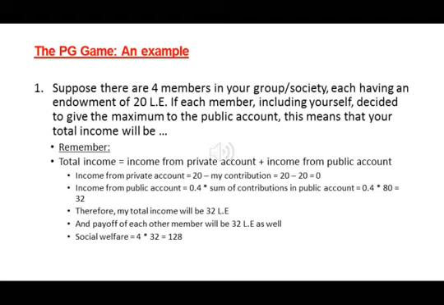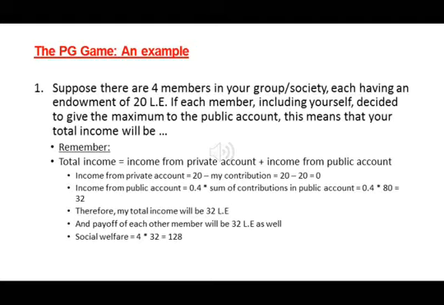What about the income that I will be getting from the public account? The income that I will be getting from the public account will be equal to 0.4, okay, which is the MPCR, the marginal per capita return, times the sum of contributions in the public account from all members of the society. So this will be equal to 0.4 times 80, because in this example, every member in the society decided to contribute the maximum, decided to contribute all his endowment. Okay, so it will be 0.4 times 80, which is 32. This means that I will be getting £32 from the public account.